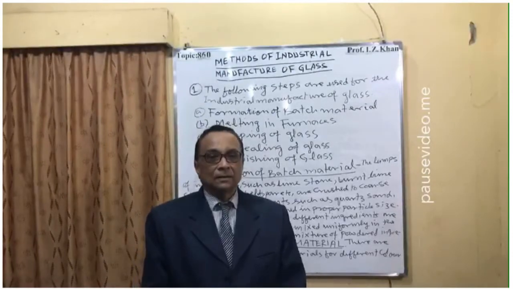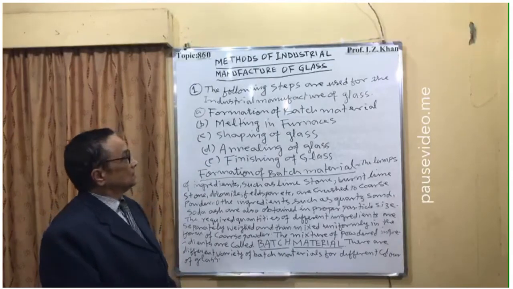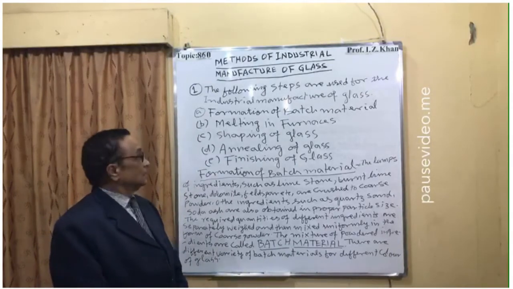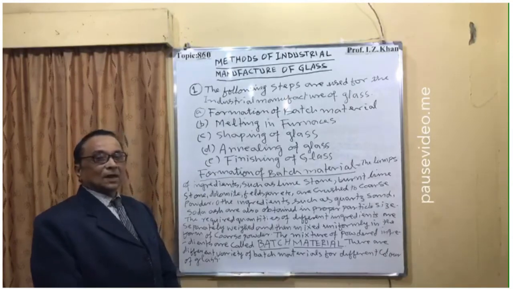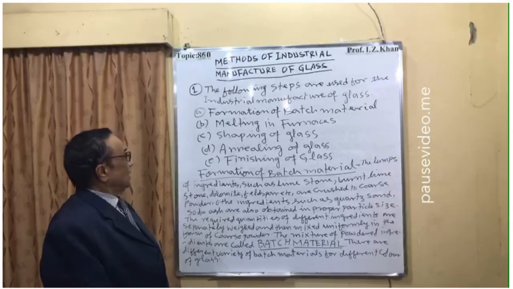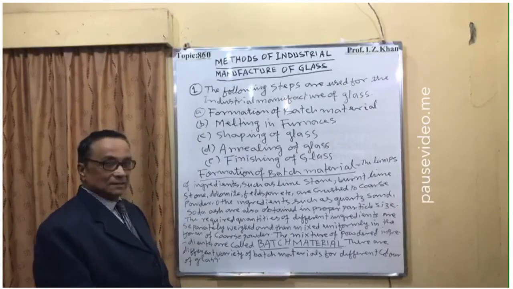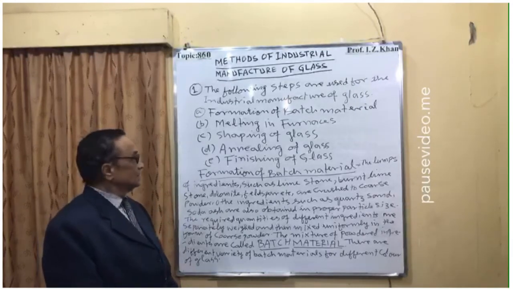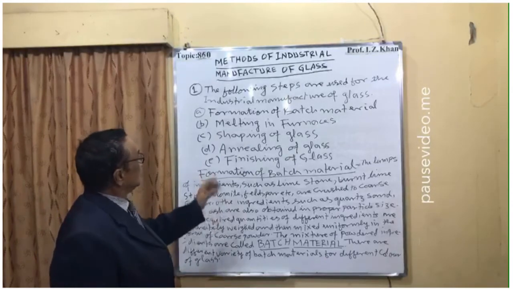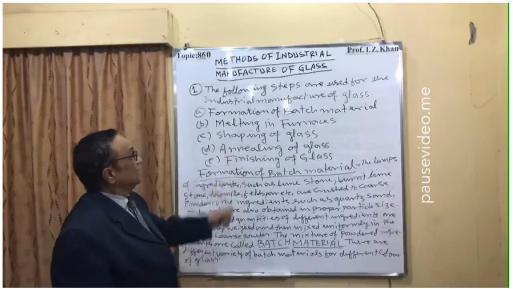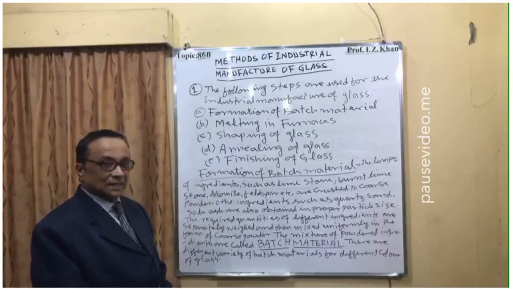So, the methods of industrial manufacture of glass. Number one, the following steps are used for the industrial manufacture of glass. These steps are: A, formation of batch material, that is the first step. B, melting this batch material in furnaces. C, shaping of the glass. D, annealing of the glass. And E, finishing of the glass. So these following steps are involved in the manufacture of glass in the industries.